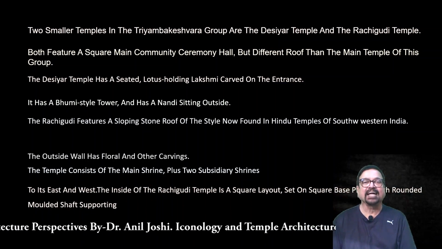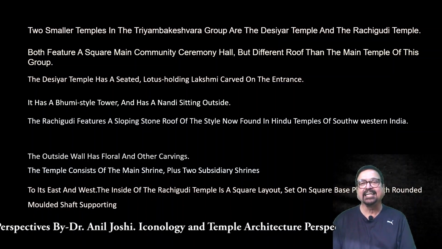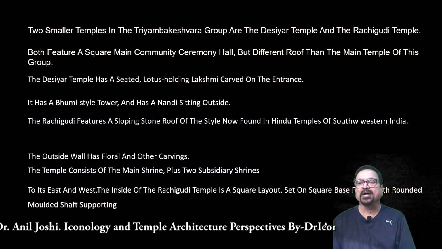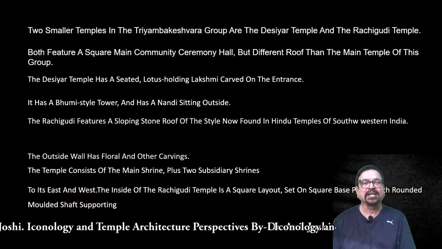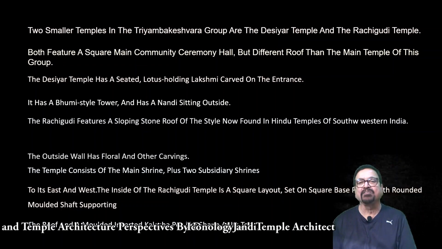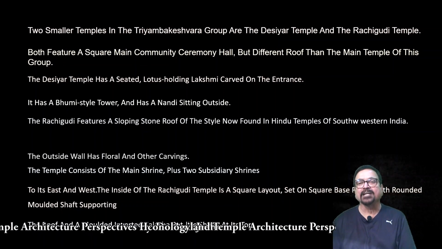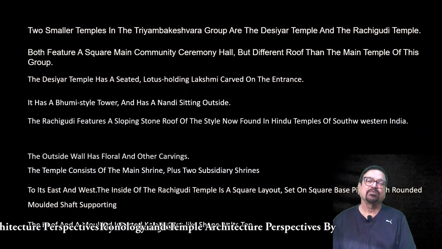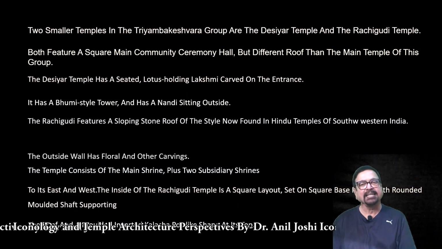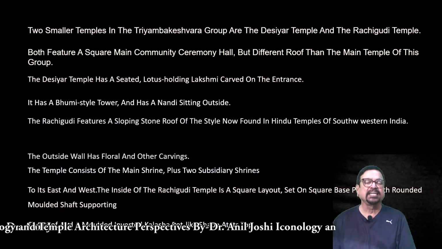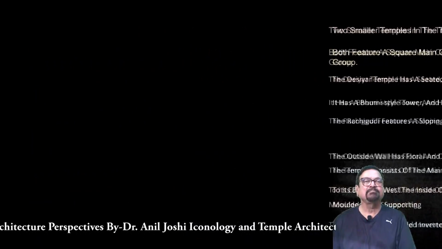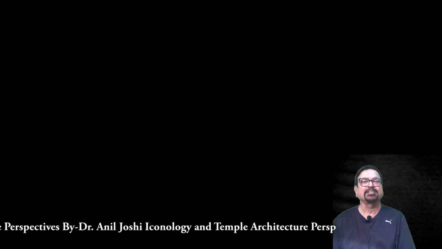To its east and west, inside the Rachigudi temple is a square layout set on square base pillars and rounded mounted shafts supporting, this is something structural, the roof and the mounted inverted kalasha, a pot-like shape at its top. Now kalasha is also a feature of the north. There usually it's a metallic pot filled with Ganga water. Here they have adapted it.